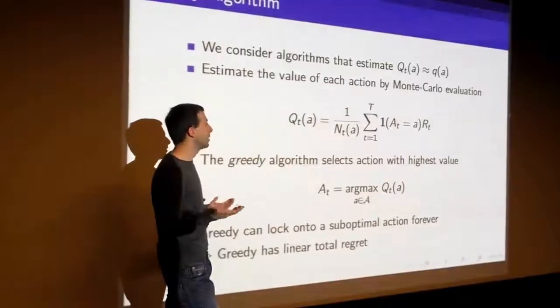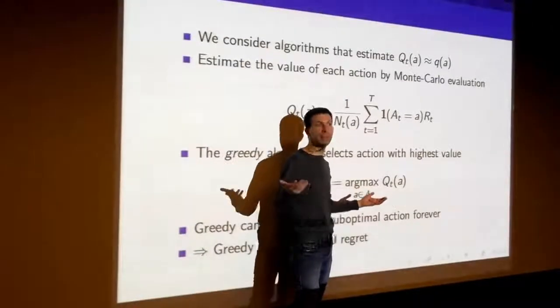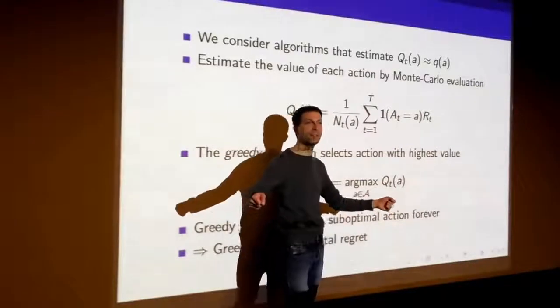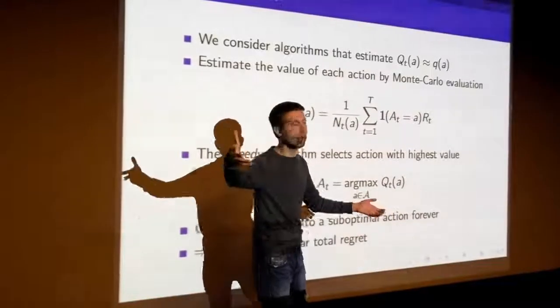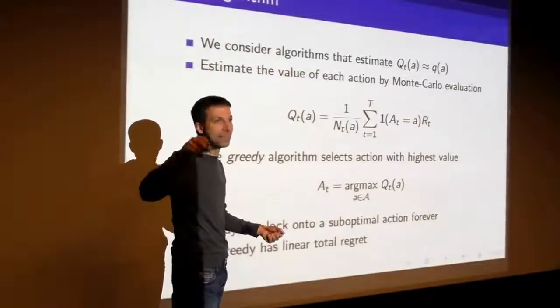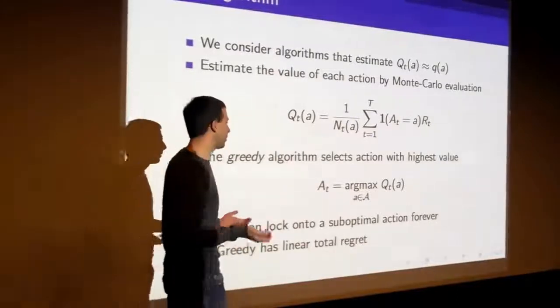So the greedy algorithm, what does it do? Well, it selects the action with the highest value. That's the natural thing to do. So we've estimated how good this action is, and we've estimated how good this action is. If this one's higher, we just pick it. Okay? And the greedy algorithm doesn't explore at all. It just picks it, picks it, picks it. And the obvious problem is that it can lock onto a suboptimal action forever.